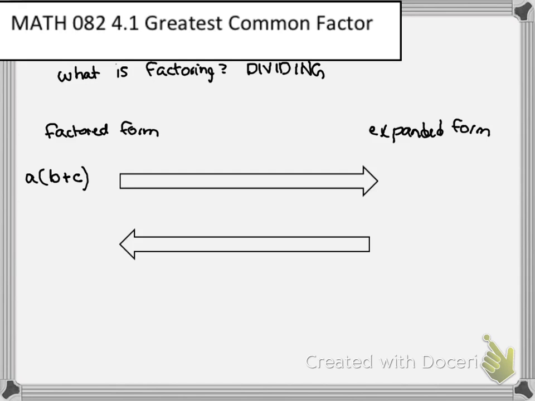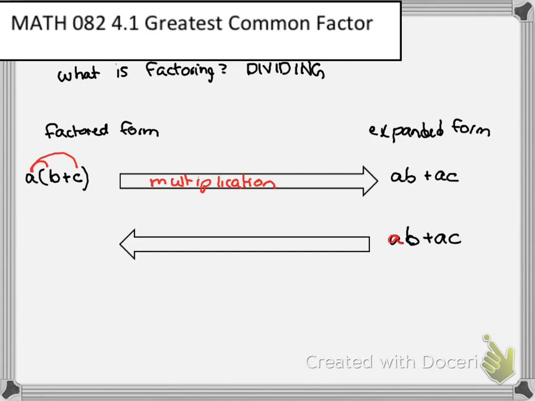Back in chapter 3, we practiced distributing and multiplying. So we use the process of multiplication to get from A times the quantity B plus C to the expanded form, which is AB plus AC. In this chapter, we start here with the expanded form. We start with AB plus AC, and we ask ourselves, what do they have in common?